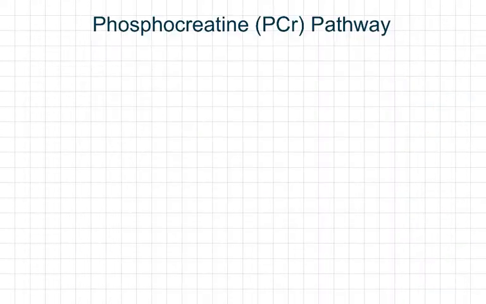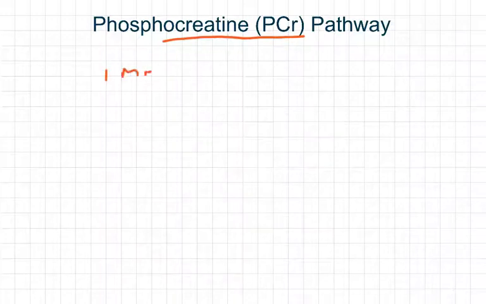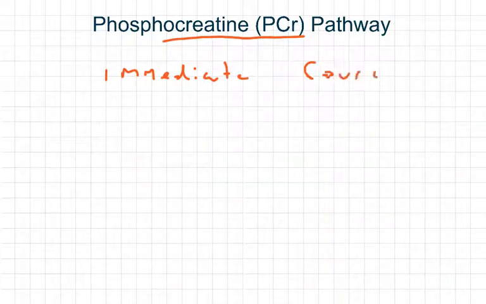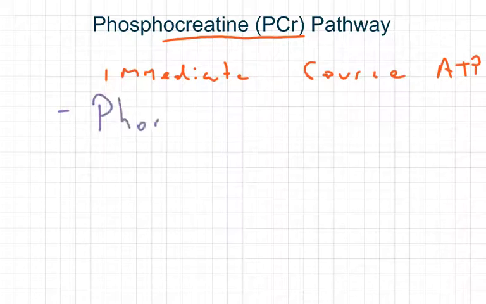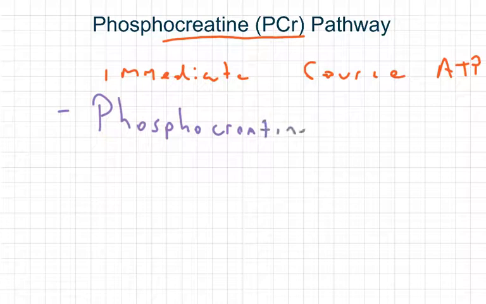So, digging a little bit deeper into our anaerobic ATP production pathways, the first is the phosphocreatine pathway, also known as the PCR pathway. And the reason this is such a vital pathway is because it's an immediate source of ATP production. This pathway can create 1 ATP very quickly. This pathway utilizes phosphocreatine to create ATP.